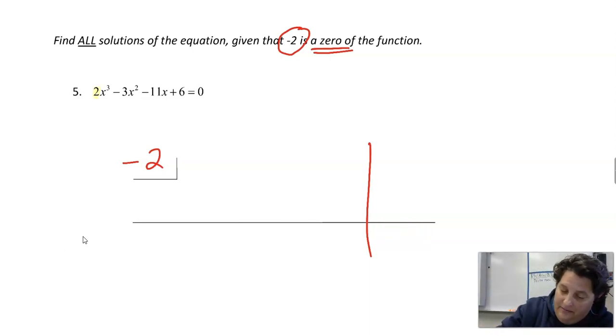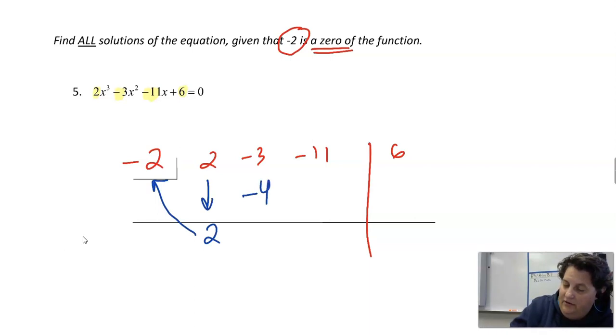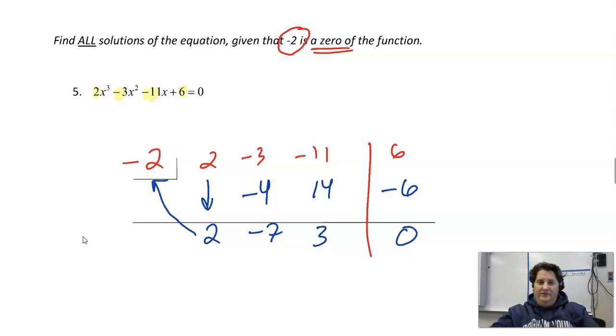Let's go ahead and look at my numbers here. 2, negative 3, negative 11, 6. 6 will go on that side. I'm going to do my synthetic division real quick. It goes like this. Bring that down. Multiply. That's negative 4. Bring that down. That's negative 7. Multiply. Positive 14. Okay, negative 11 plus 14 is 3. Bring that down. Multiply. Negative 6. My remainder is 0.